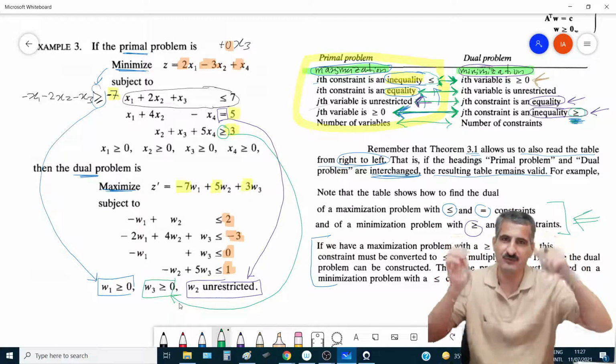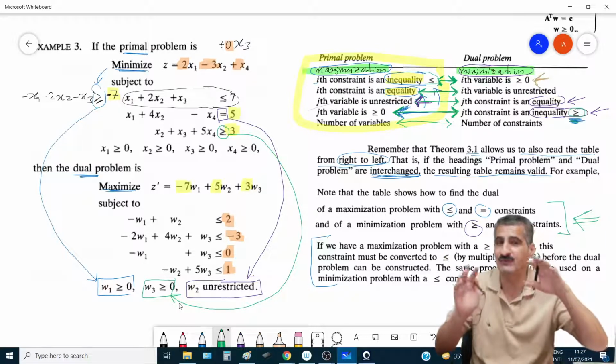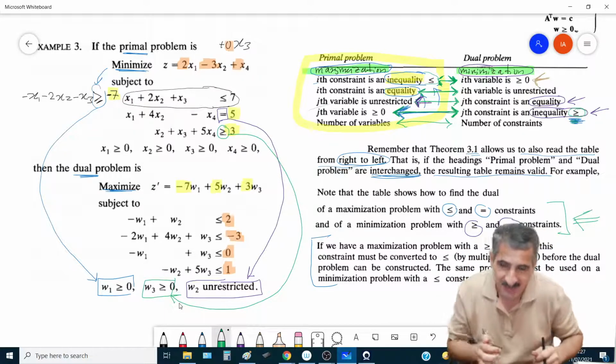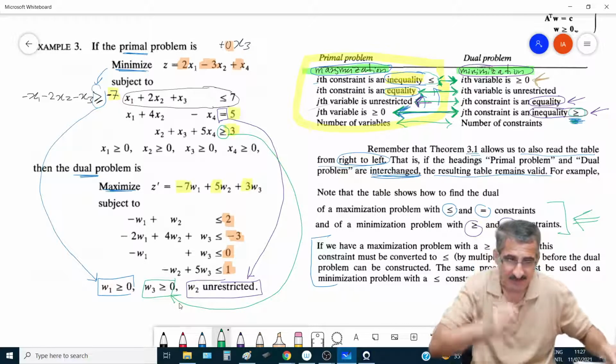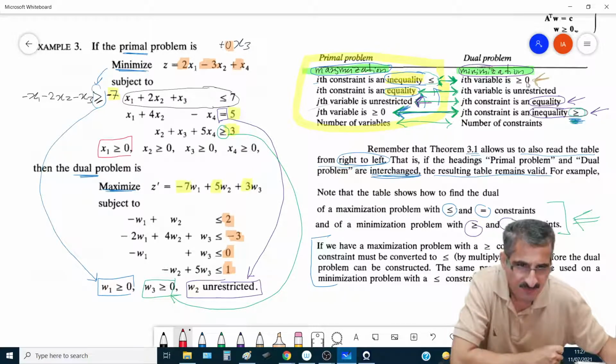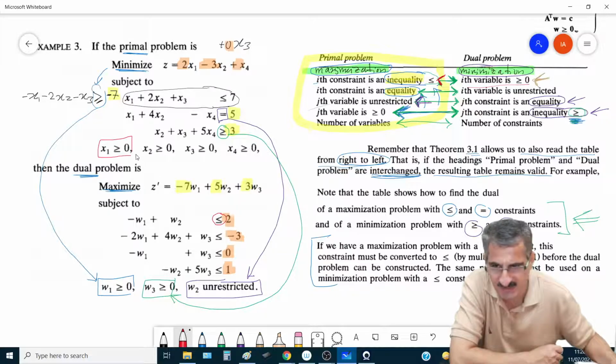Constraints in the primal to variables in the dual. Now we keep going, we'll convert information on variables in the primal to constraints in the dual. Okay, let's see. The first variable in the primal is positive. That means the first constraint shall be less than or equal. So what caused this is that. Good.